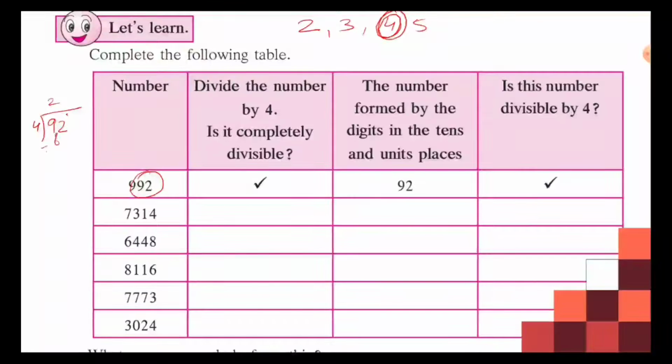4 2 ज़ा 8, 4 3 ज़ा 12. So your answer is 23. It is getting divisible by 4. So if 92 is getting divisible by 4, the whole number will get divisible by 4.